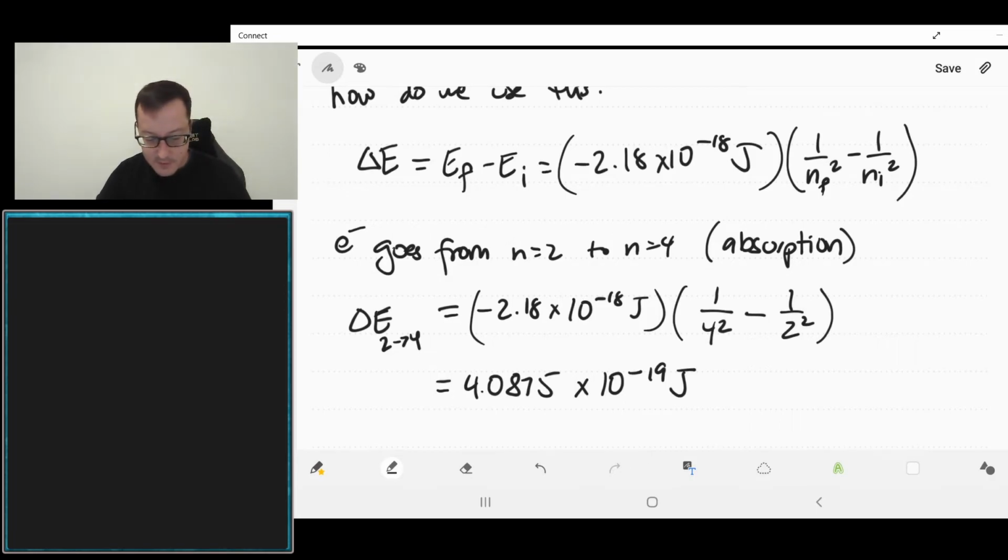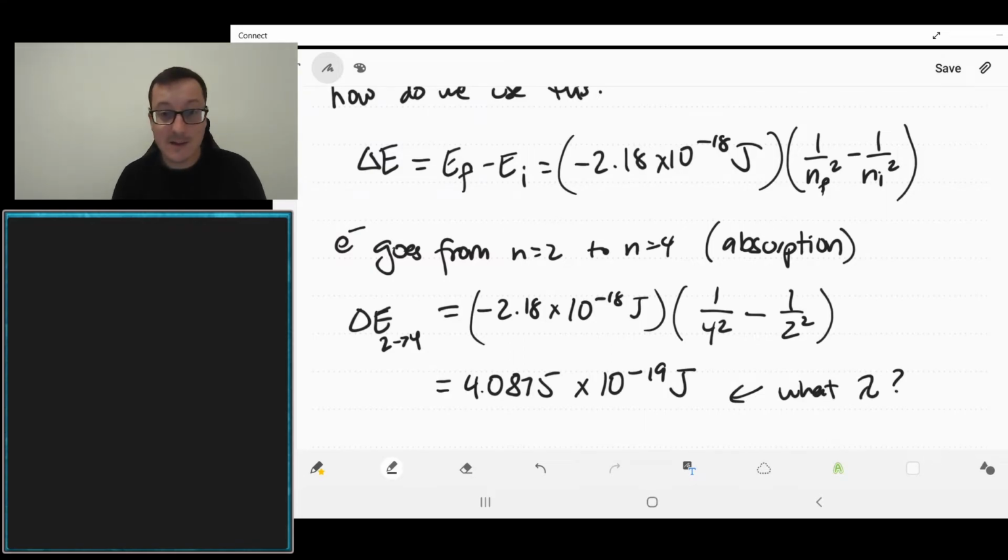No sig figs for this really because we don't really have any measurements. This is all theoretical stuff. So no sig figs here. But let's see what wavelength this corresponds with. What wavelength is this? Let's see if we can see this light that would be absorbed.